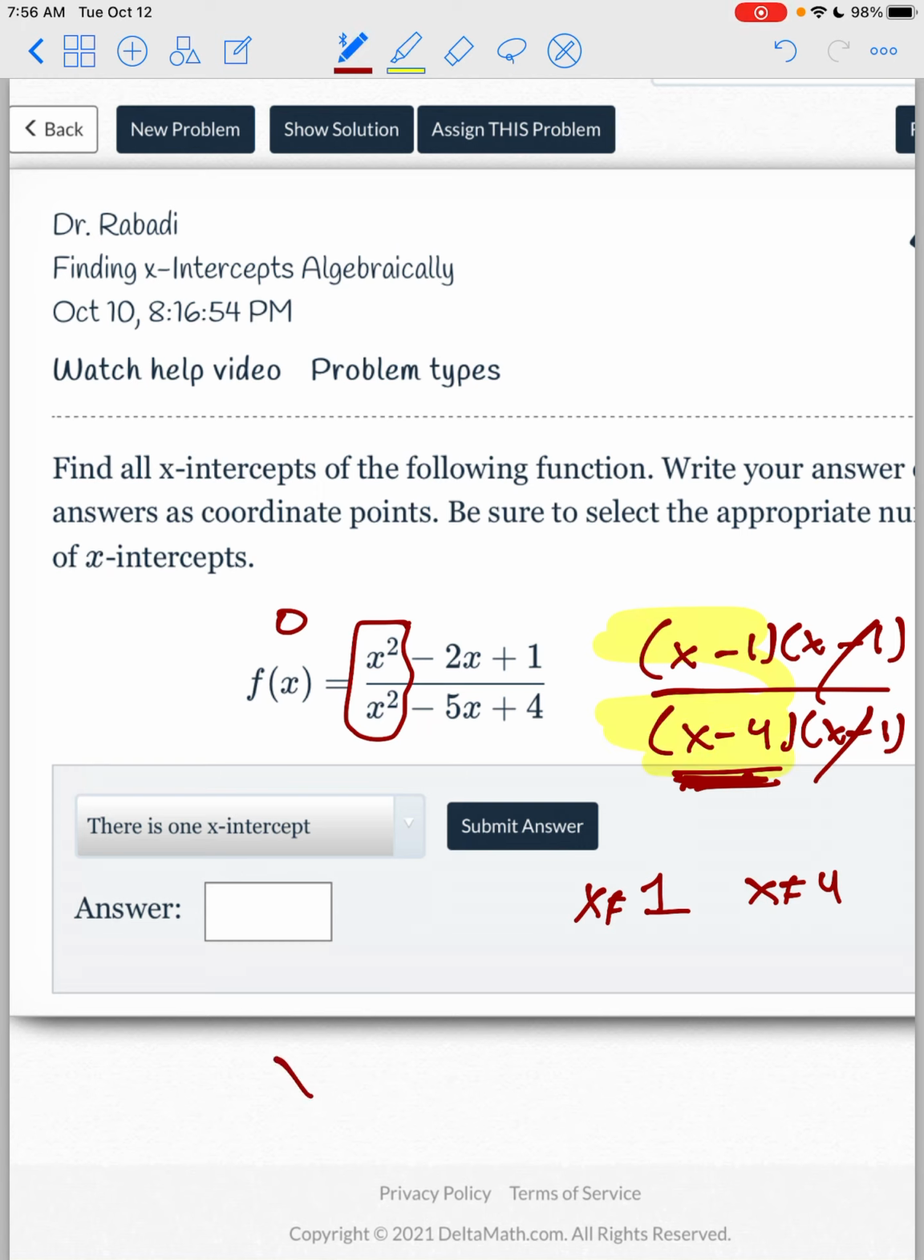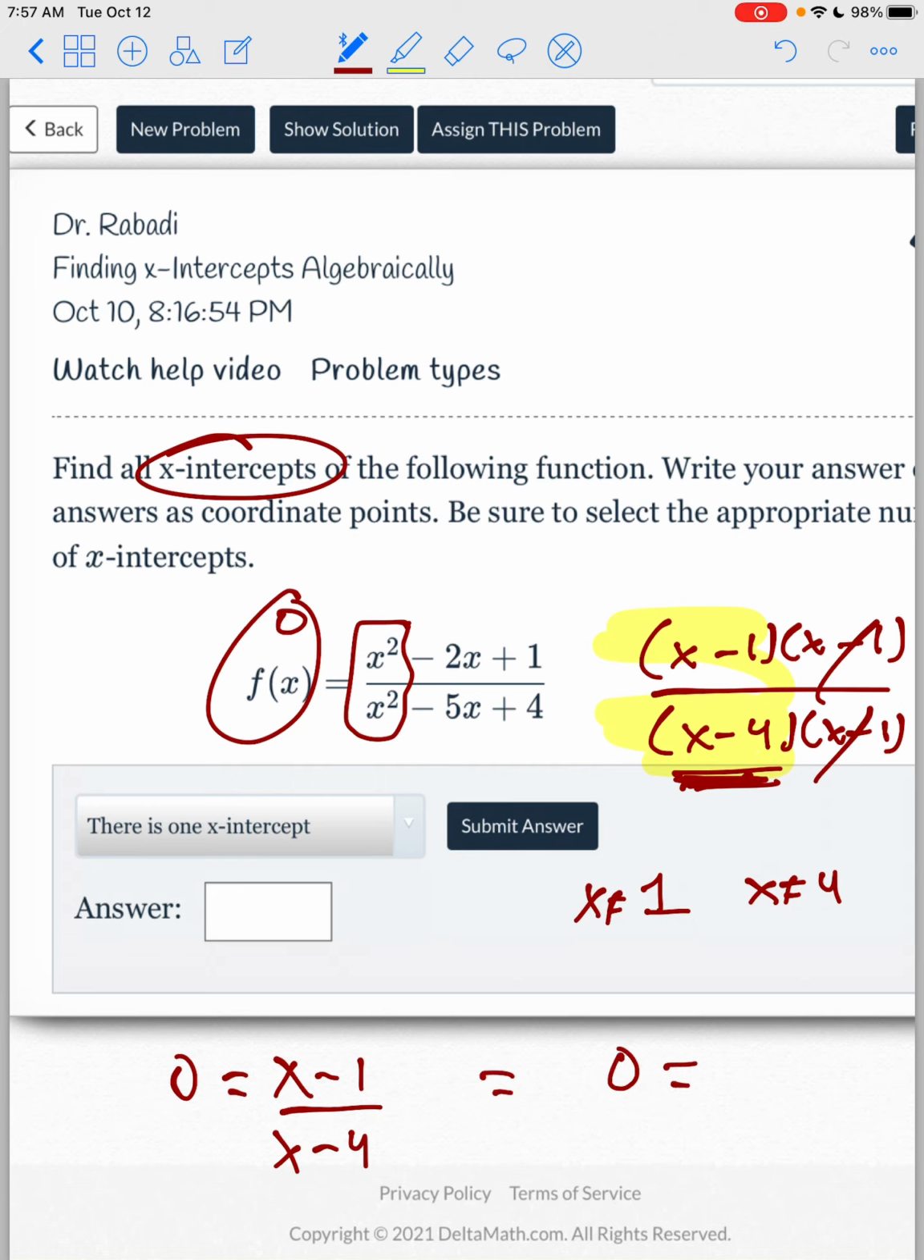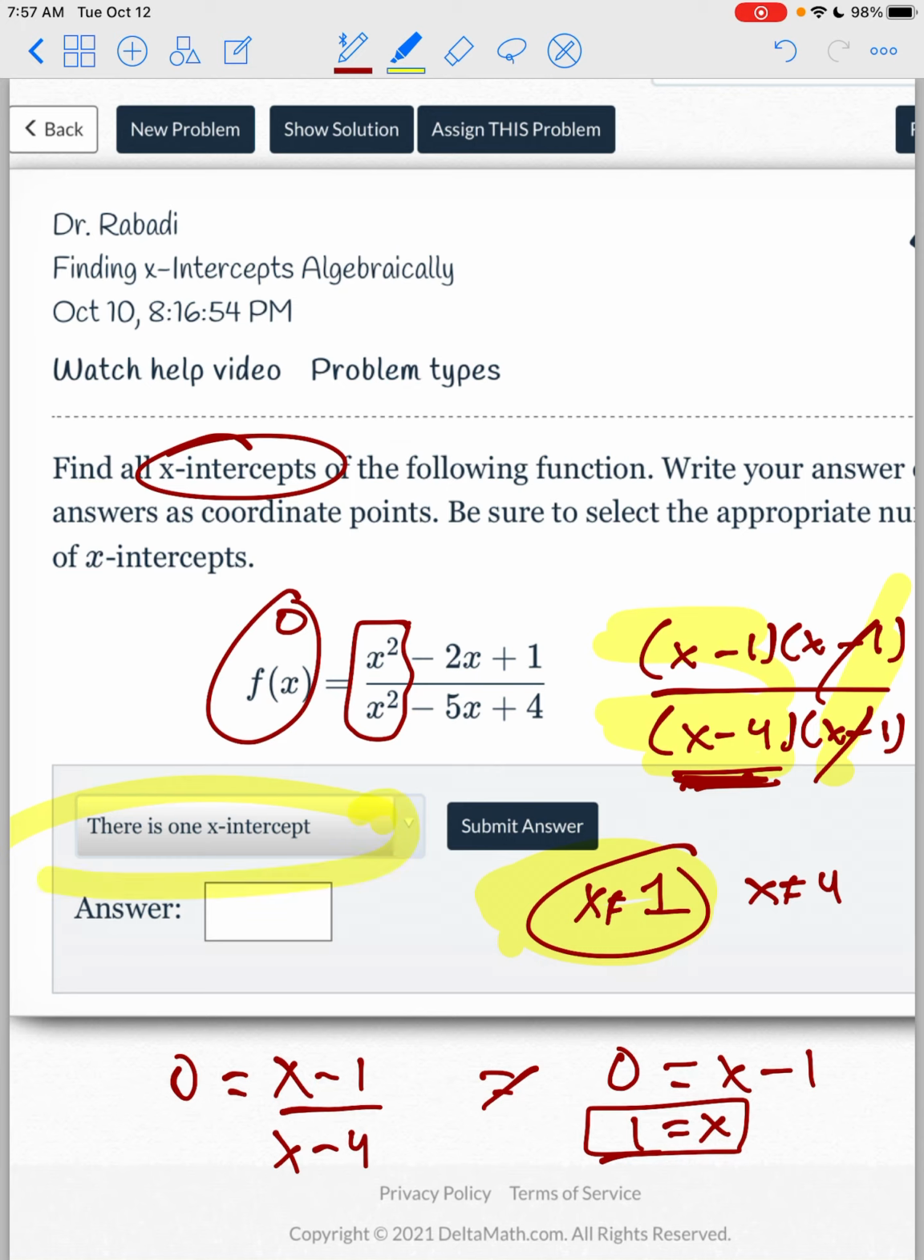And now you got to set the rest of this equal to 0, because x-intercept means set the function equal to 0. So 0 is equal to x minus 1 over x minus 4. You cross multiply. You add 1. And now it's telling you that there's an x-intercept at x equals 1. But we already said nothing. There is no point at 1. 1 is a hole in the graph. So you have to click this and do none. So if your answer comes out to be one of the numbers that is restricted by the domain, then you cannot choose it. You have to put none.